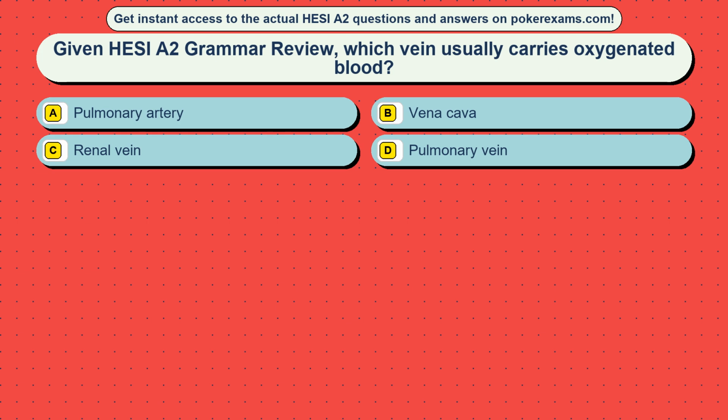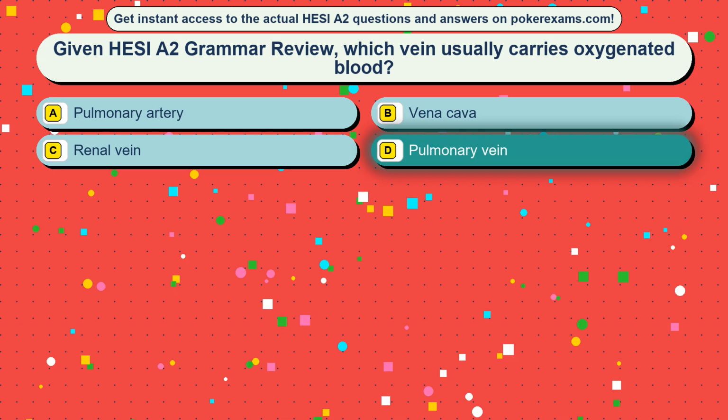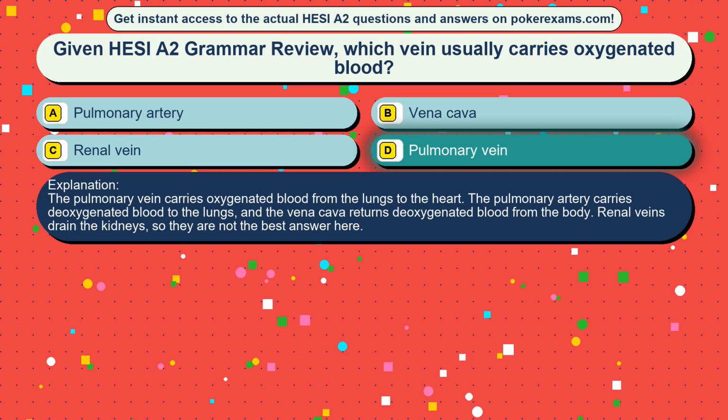Option A pulmonary artery, option B vena cava, option C renal vein, option D, pulmonary vein. The correct answer is option D, pulmonary vein. The pulmonary vein carries oxygenated blood from the lungs to the heart. The pulmonary artery carries deoxygenated blood to the lungs, and the vena cava returns deoxygenated blood from the body. Renal veins drain the kidneys, so they are not the best answer here.